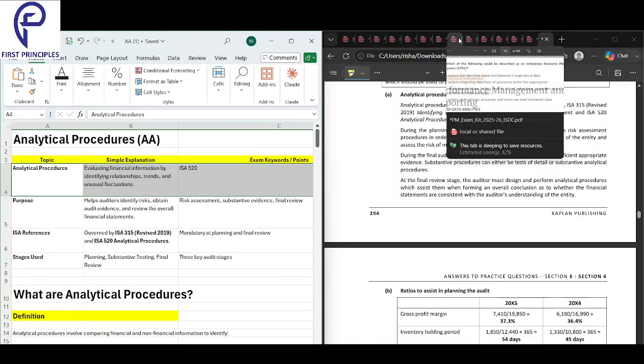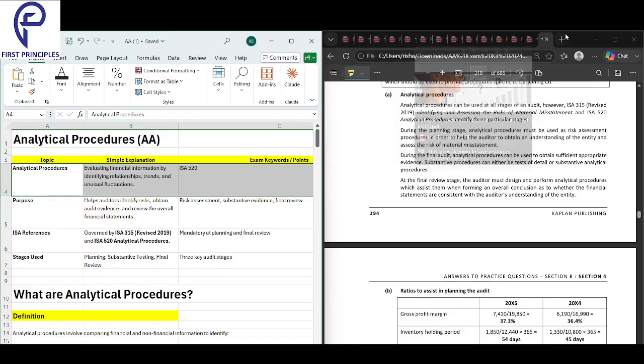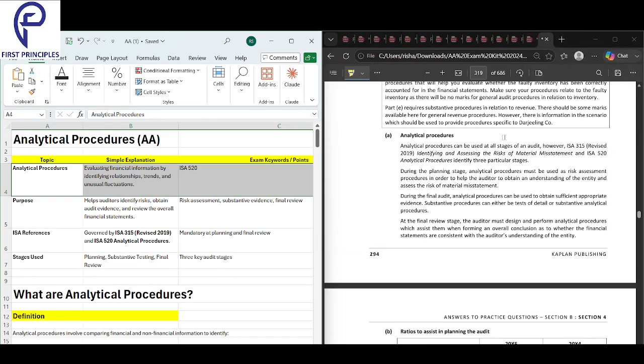What we'll also do is get a good understanding of analytical procedures here, in the sense of what is the purpose of that. Analytical procedures help the auditors to identify risk, obtain audit evidence, and review the overall financial statements. So that is the biggest benefit of analytical procedures.